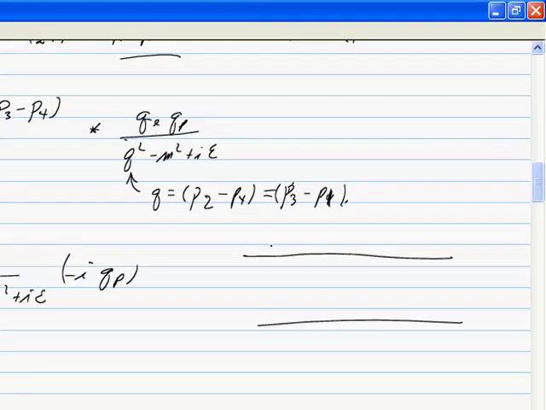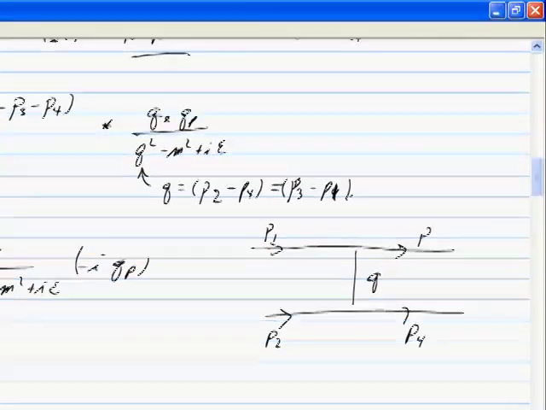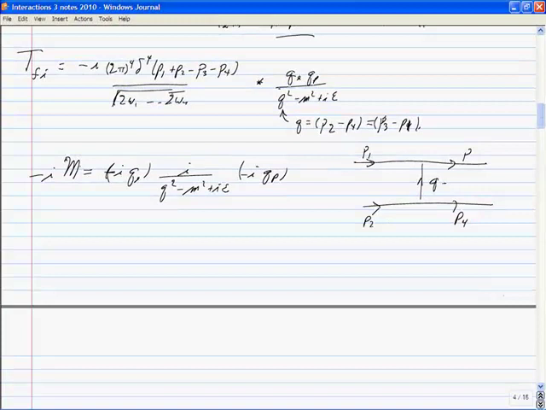The picture that we follow for this is I've got p1 here, p2, p4. Momentum ends up being conserved at this vertex. The q that ends up here is p2 minus p4, so I would draw it this way. I draw that this way. q is p2 minus p4. So momentum is conserved at the vertex.